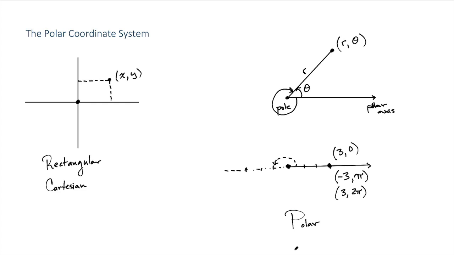And there are many different graphs and behaviors that are really easy to represent in polar form that are pretty complicated in the rectangular or Cartesian form. And so it's very nice to have the flexibility to work in a different coordinate system.